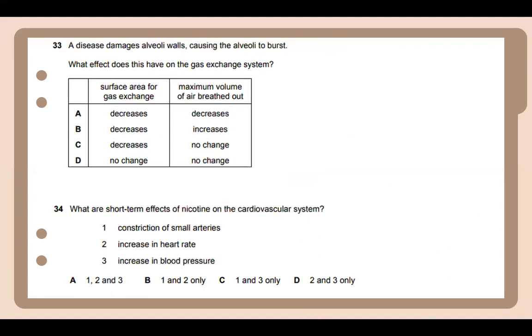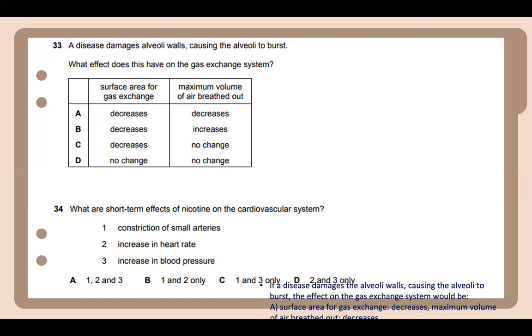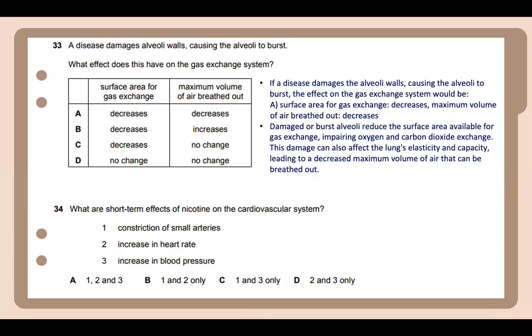A disease damages alveolar walls, causing the alveoli to burst. What effect does this have on the gas exchange system? If a disease damages the alveolar walls, causing the alveoli to burst, the effect on the gas exchange systems would be that the surface area for gas exchange decreases, and the maximum volume of the air breathed out also decreases.